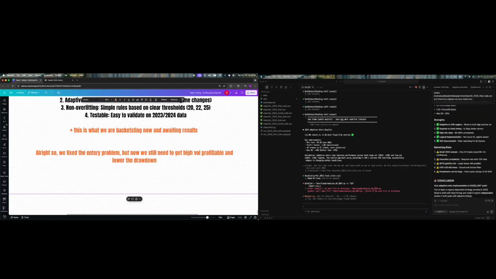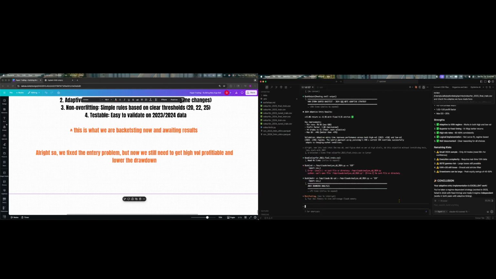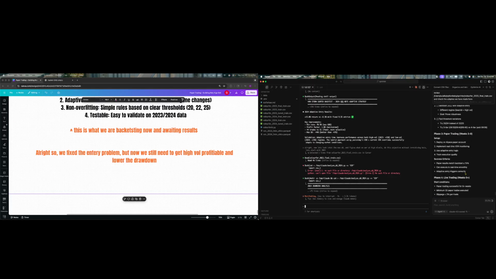Remaining issues: a small sample size. The exclusion of the complexity requires real time. VXN less than 20 still loses. Should add a stricter filter. Drawdown can be large at peak. That's what I'm working on right now.